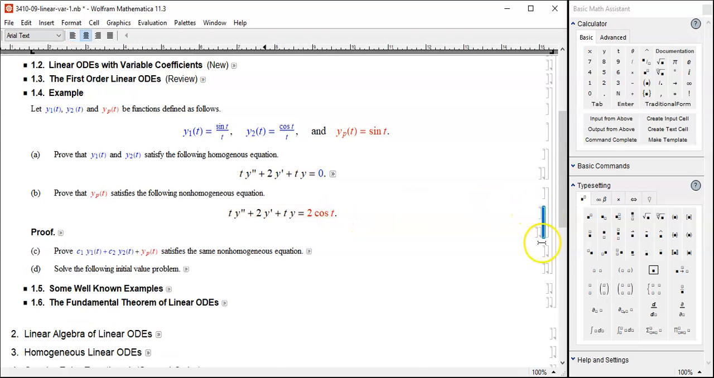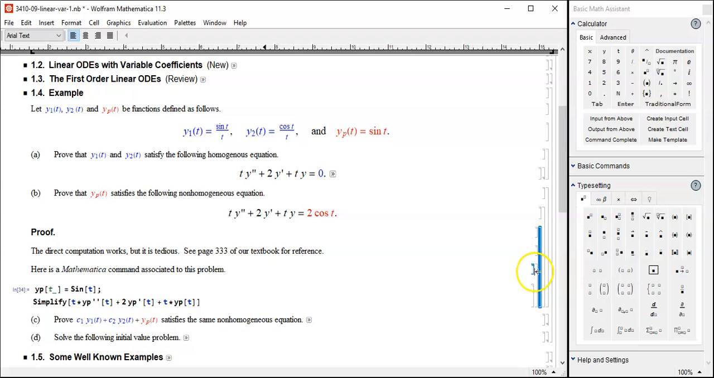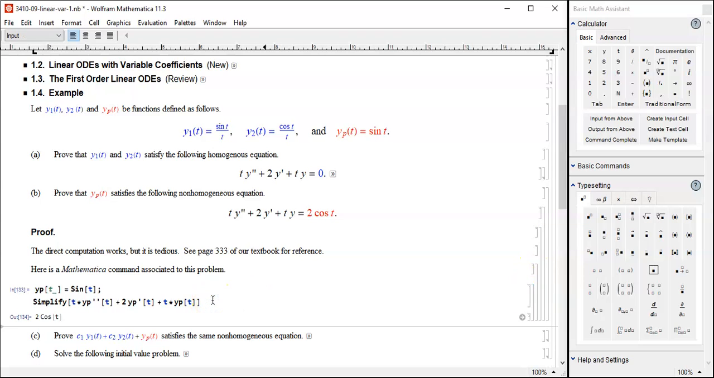But still, it's too elementary, so I think it's a waste of time. I'll just show you a mathematical command. So define yp as sine of t, and take the left-hand side of that ODE and make it simplify. Do I get the right-hand side? Yes, indeed. I did get 2 cosine of t.